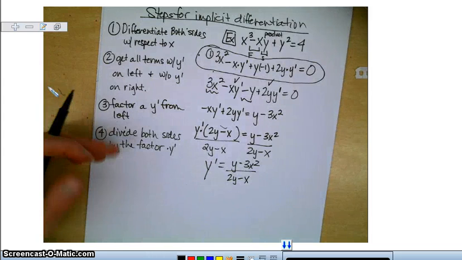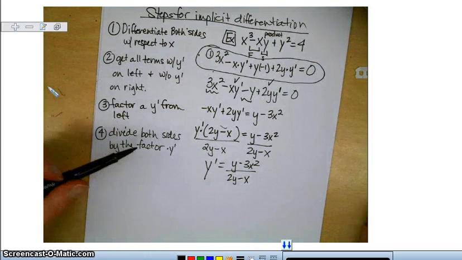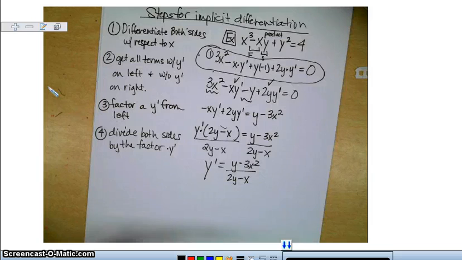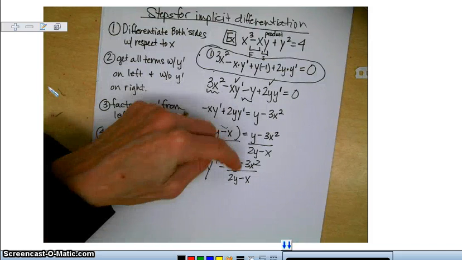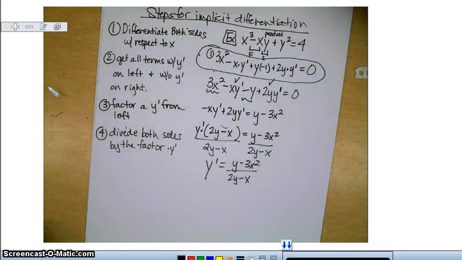And some people think they're going to be real cute here and start canceling things, and no, don't even go there. You'll be wrong. Okay? Things that are adding and subtracting on top and bottom don't cancel. So you're done. There's your derivative.